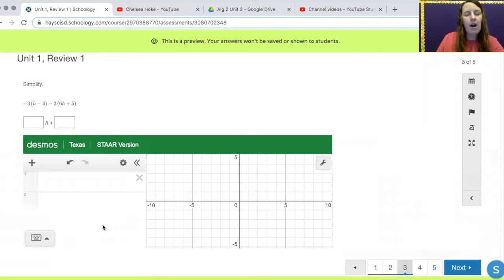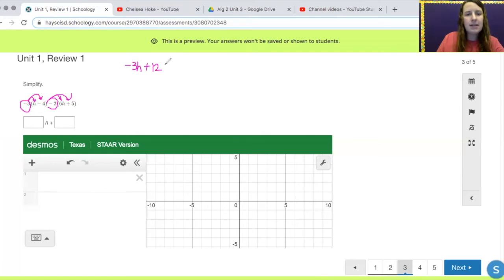Okay, here we've got a couple of values that we're going to distribute. So notice here I've got a negative 3 that I need to distribute to everything in here. And then in the second piece, I know it says minus and then it's 2 times the parentheses. We're going to actually distribute this right here as a negative 2. So looking at the first set of parentheses over here, negative 3 times h is negative 3h. Negative 3 times negative 4 is positive 12.